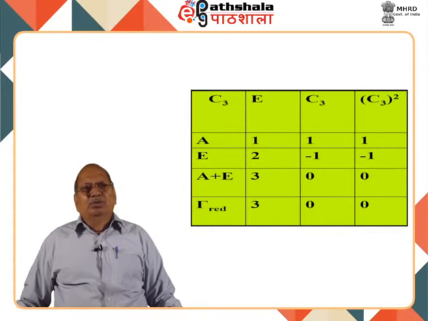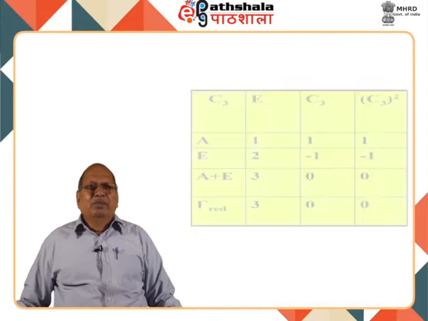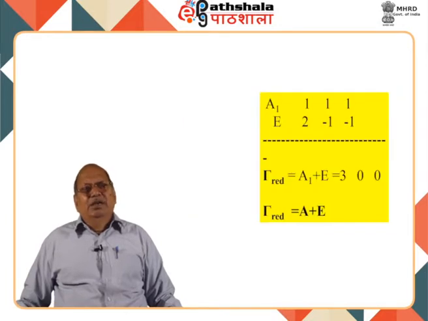That is, I have to reduce, say, I have tau reducible 3, 0, 0, and I want to reduce it to irreducible representations. Now, if I simply add A and E together, that is A plus E, we get the characters 3, 0, 0, which is the same as tau reducible. A1 is 1, 1, 1, E is equal to 2, minus 1, minus 1. Therefore, tau reducible is equal to A1 plus E, which is 3, 0, 0. Therefore, tau reducible is equal to A plus E.